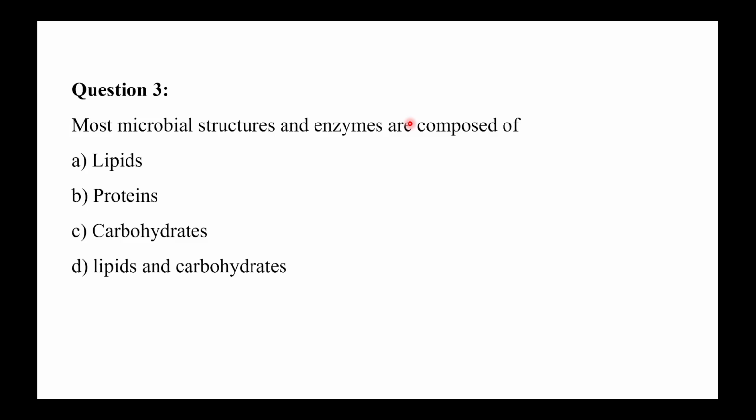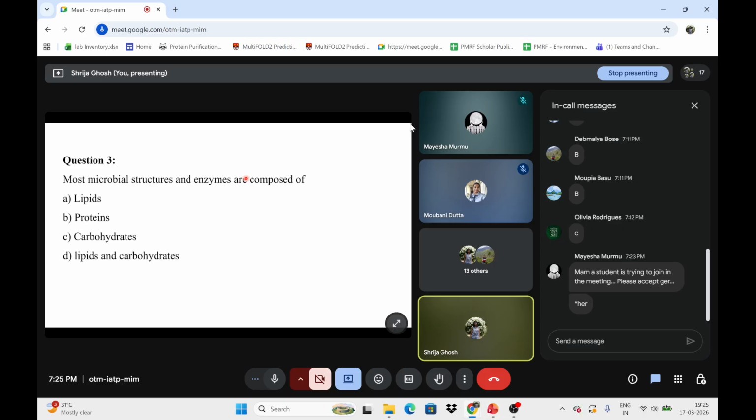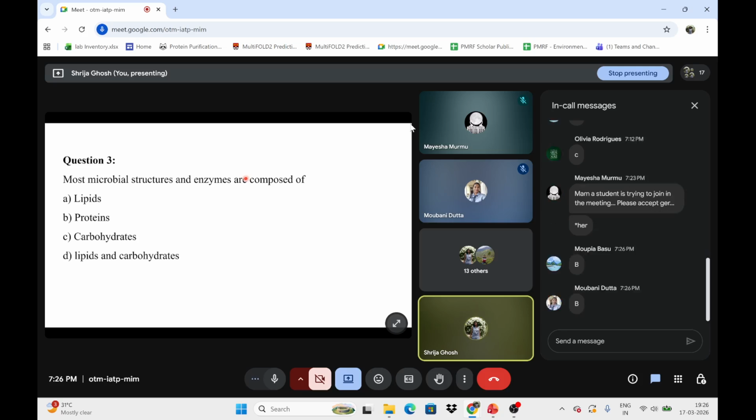Most microbial structures and enzymes are composed of: option A, lipids; option B, proteins; option C, carbohydrates; and option D, lipids and carbohydrates. Write your answers in the chat box.